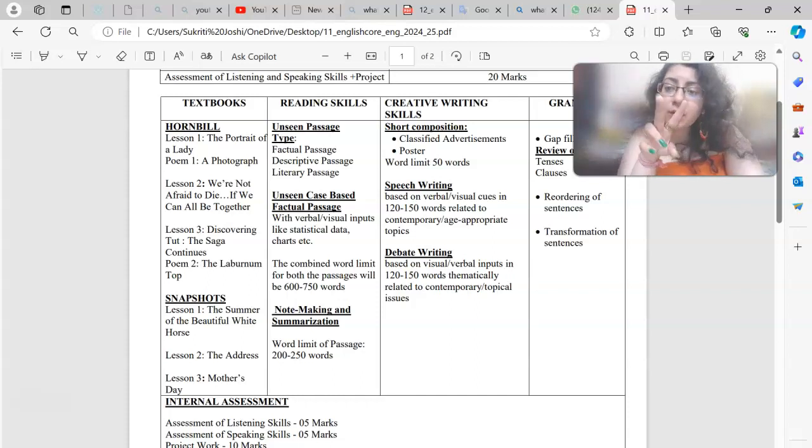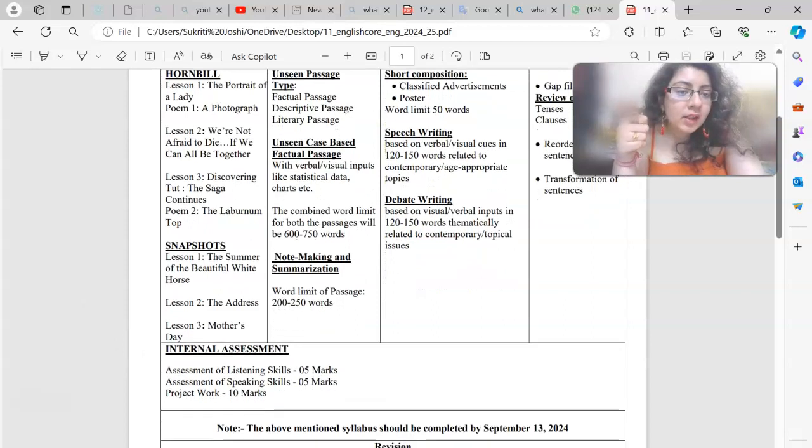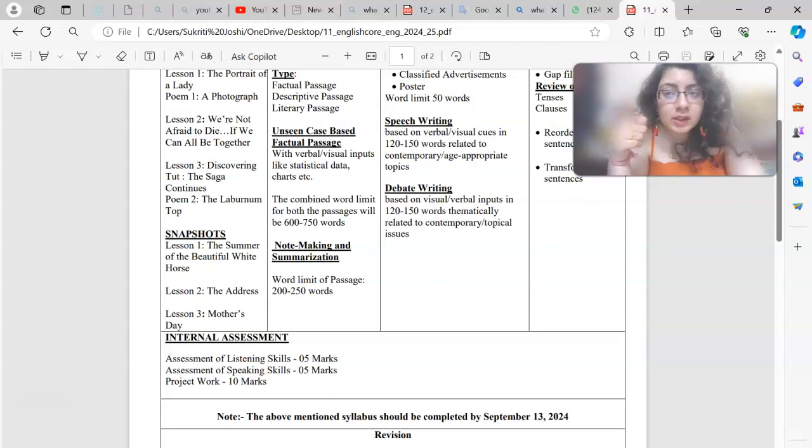And then you have the second book, that is Snapshots. Lesson 1 is The Summer of the Beautiful White Horse, the second being The Address, the third being Mother's Day.